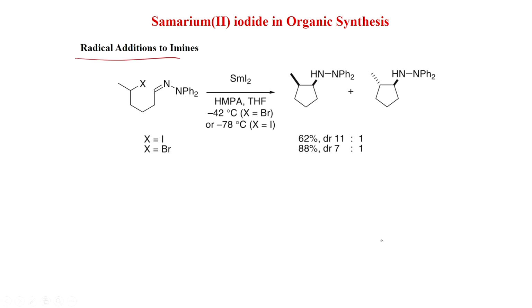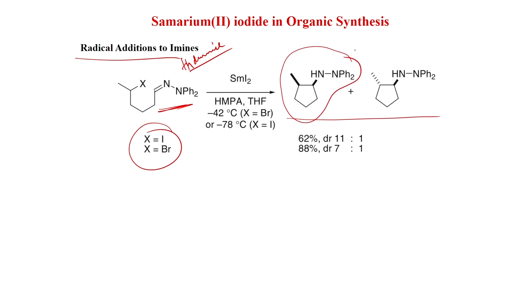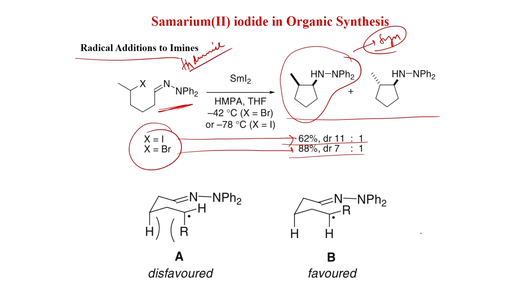Now, we will discuss radical addition to imines. This is also possible, like here if you have an iodide or bromide and if you have a hydrazone. So, this is the hydrazone, then this kind of products can be obtained, and in this case they are syn. So, the syn products are formed as major, that we will discuss why, and you can see the dr can be 7:1 when X is equal to Br, and when X is equal to iodide, you get high dr. So, this is the mechanism, the transition state.